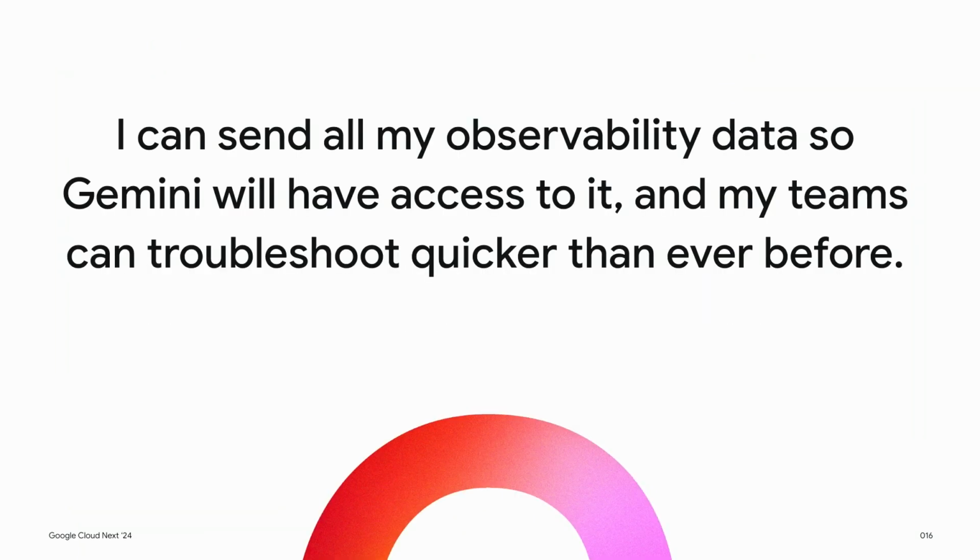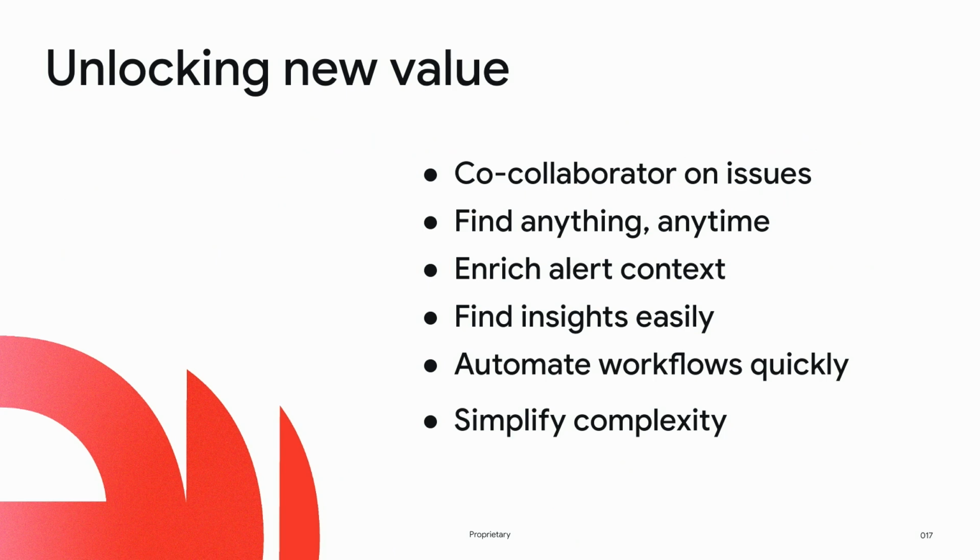Sure. So there's one consistent message that I'm hearing from my conversations with many of you. And that message is that you can send all your observability data to Google Cloud, and Gemini will have access to it and be able to do something with it, which allows your teams to troubleshoot a bit quicker. That's just one message I'm hearing. And what that unlocks is a co-collaborator on issues that your junior employees could interact with. You can find anything, anytime. You can enrich alert context with other resources or assets if you can find it semantically relevant. You can find insights pretty quickly. And you can automate workflows fast, right?